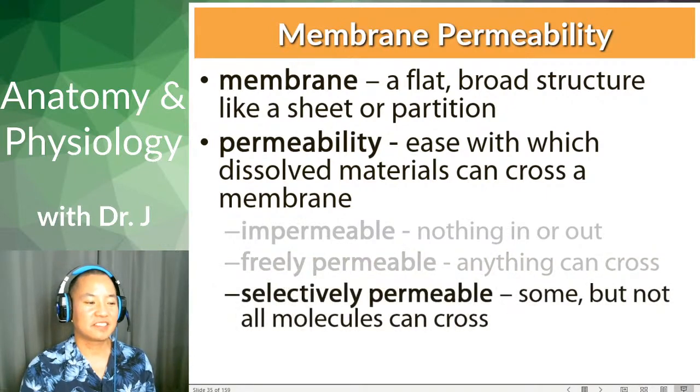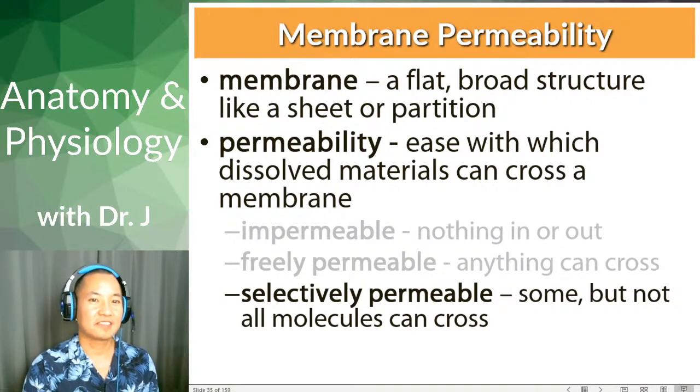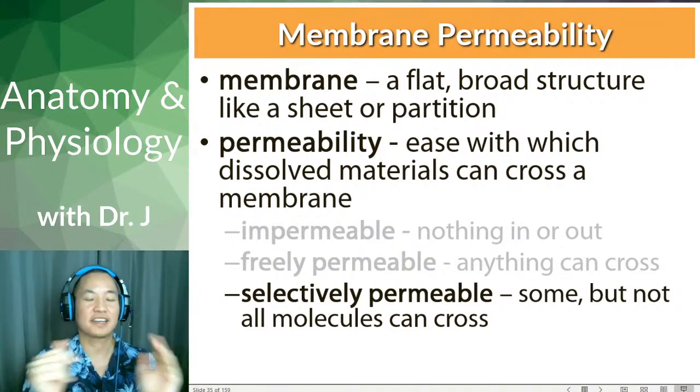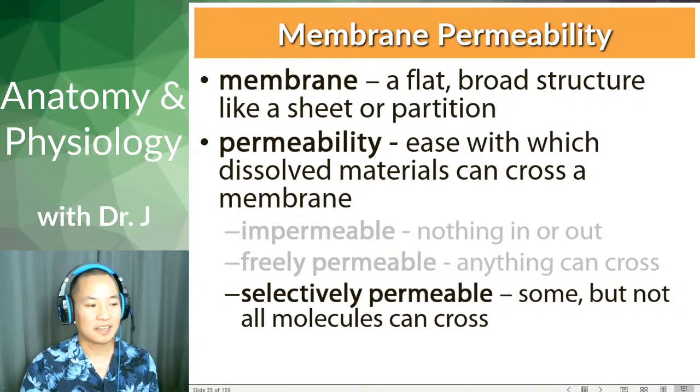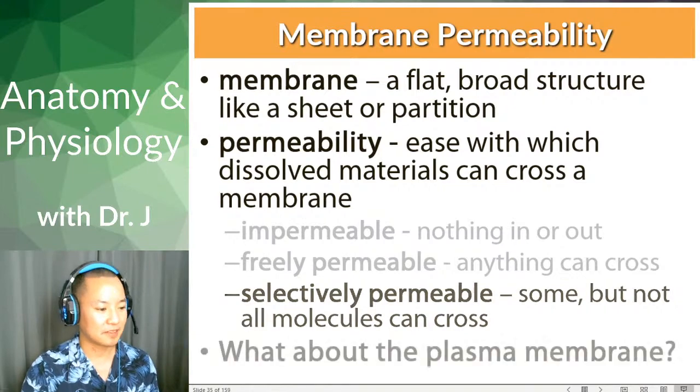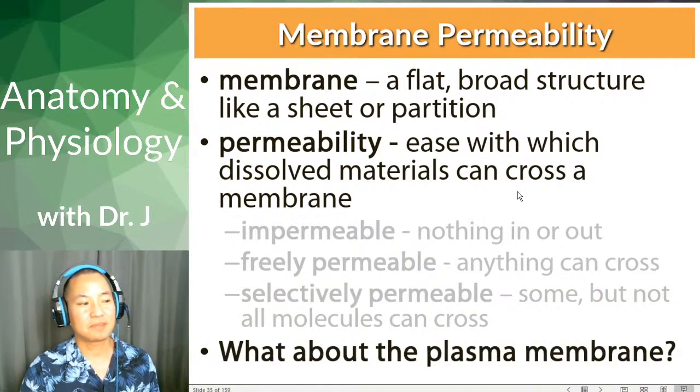Whereas this middle ground is selectively permeable. That means it selects what can cross. So some things can cross through, but not everything can cross through. That's a selectively permeable membrane. So impermeable and freely permeable are extremes, and anything in between is selectively permeable. As long as something can get across, but not all things can, it is selectively permeable. But what about the plasma membrane? Is it impermeable, freely permeable, or selectively permeable?